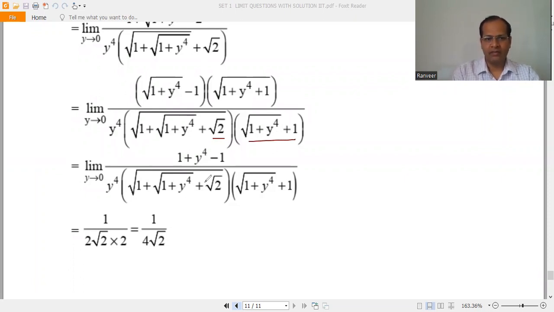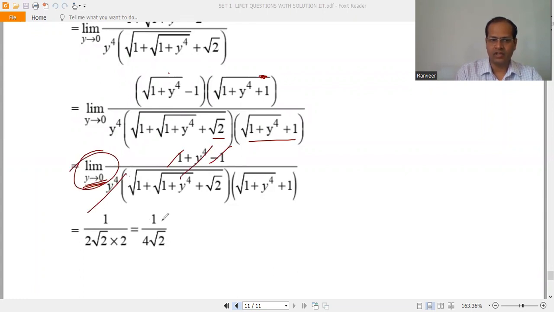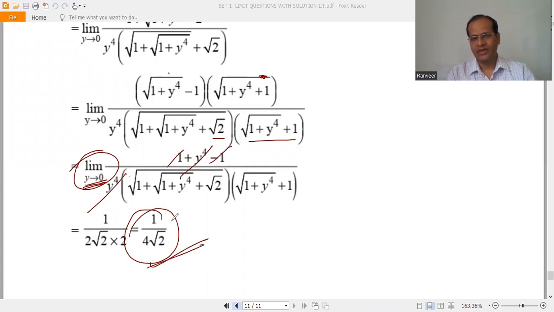And once we solve all the things, a plus b, a minus b format is there. Now once we solve this, 1 plus y to the power 4 minus 1, this is up to here actually. So this 1 will cut, and once we substitute the value, y to the power 4 will cut, and on substituting the value of y tending to 0, we'll get this value.